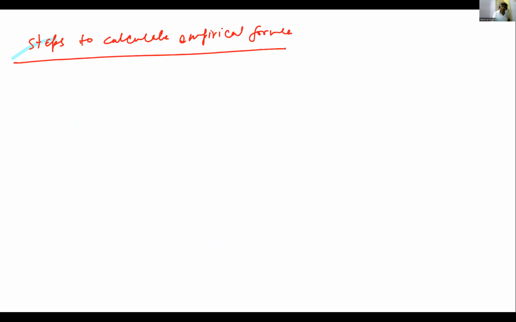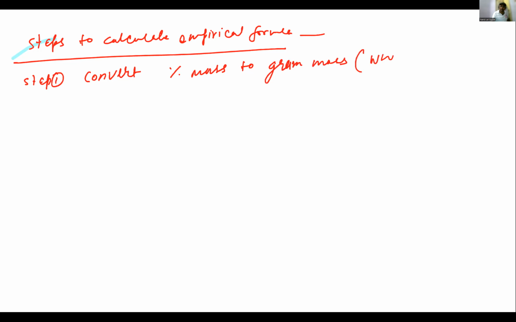If you are talking about five steps, step number one. They are saying convert what? Percentage mass to gram mass. Percentage mass and gram mass are always the same.